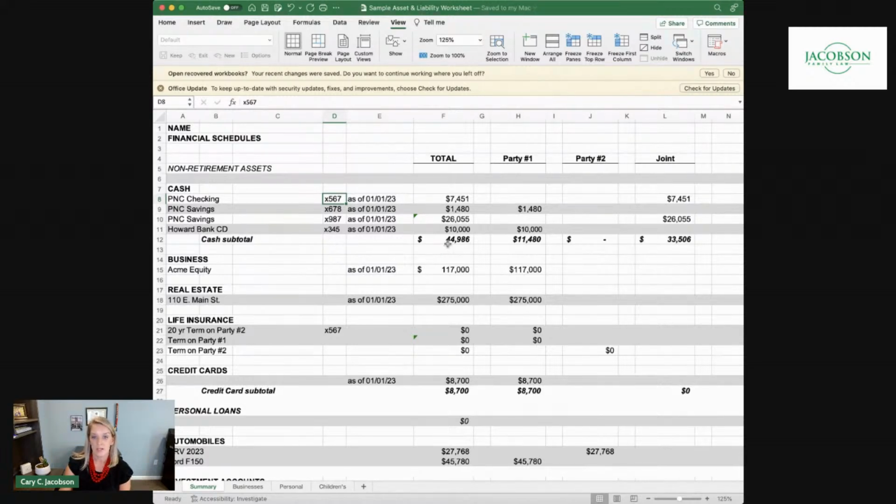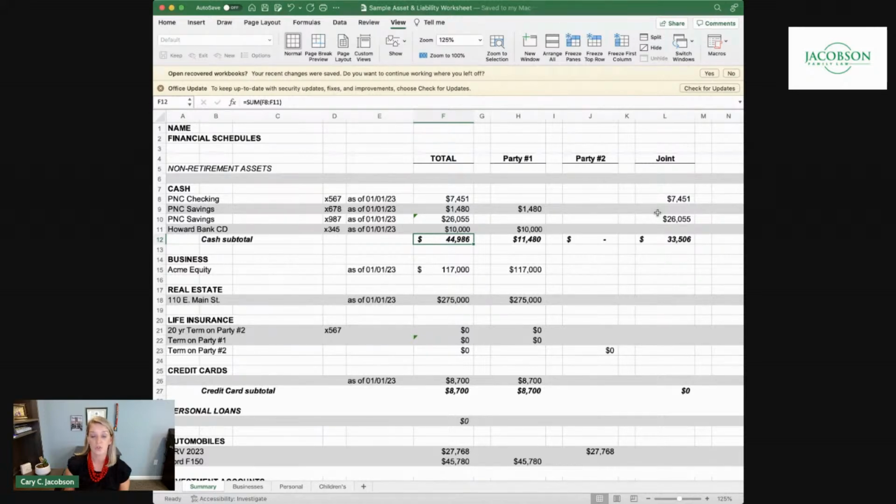And then you will see that there's a total of about $45,000 in cash between all of the accounts, $11,000, almost $500 in party one's individual name, and then another $33,500 or so in joint names. So this again is just the snapshot. This is not indicating how these individuals are going to divide their assets. It's just a picture of what they have.